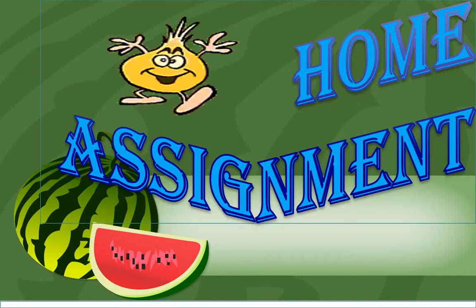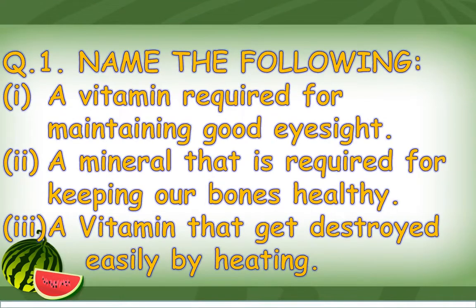It's time for you to note down your home assignment. Question number 1. Name the following. Part 1. A vitamin required for maintaining good eyesight. Part 2. A mineral that is required for keeping our bones healthy. Part 3. A vitamin that gets destroyed easily by heating.